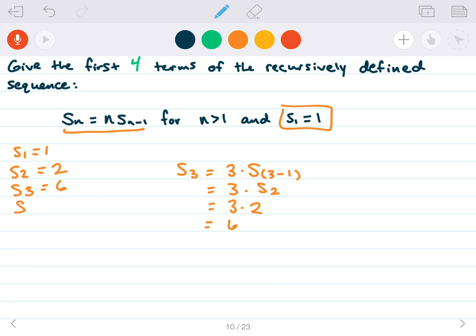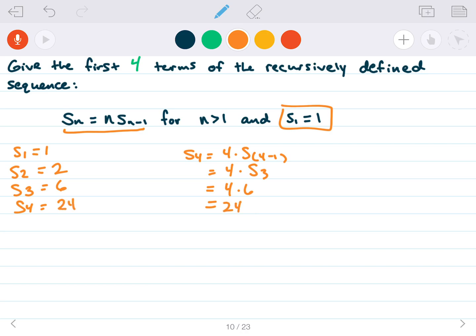And let's do this last one, S sub 4. So S sub 4 is going to be 4 times S sub 4 minus 1. So that's equal to 4 times S sub 3, and we just found S sub 3 was 6. So 4 times 6 is 24. All right, so these are going to be the first 4 numbers in my list.